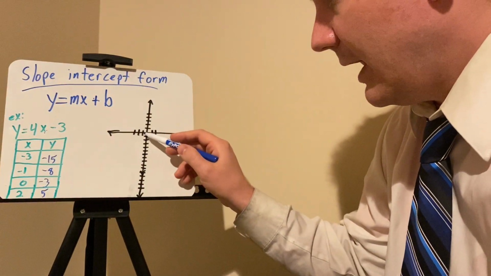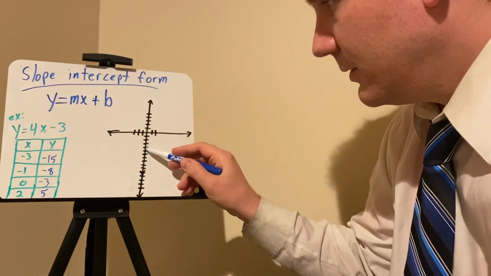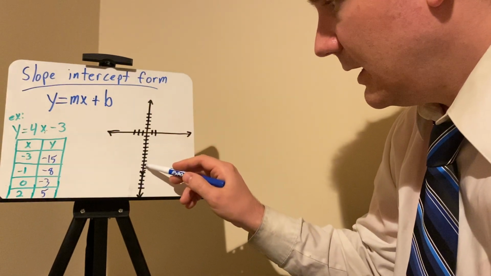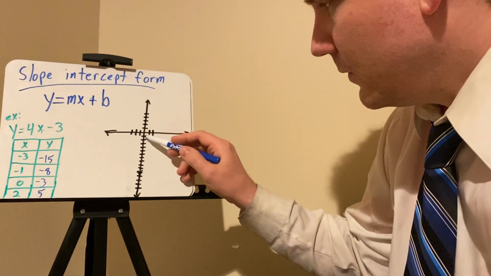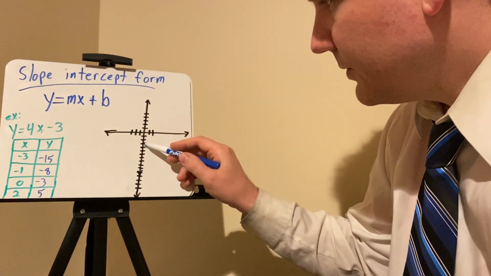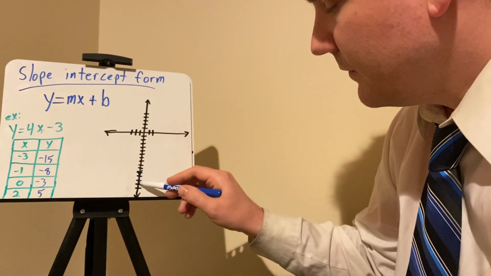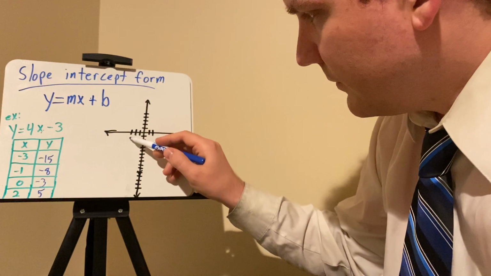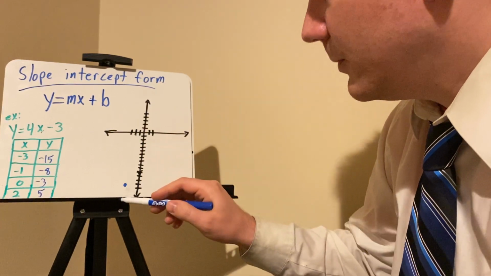I can now create a graph. 1, 2, 3, and then I go down to 15. 1, 2, 3, 4, 5, 6, 7, 8, 9, 10, 11, 12, 13, 14. I thought I counted this already. 1, 2, 3, 4, 5, 6, 7, 8, 9, 10, 11, 12, 13, 14, 15, yeah. So negative 3 and negative 15 would generally be about here. It's not going to be perfect. I'm not using graph paper.